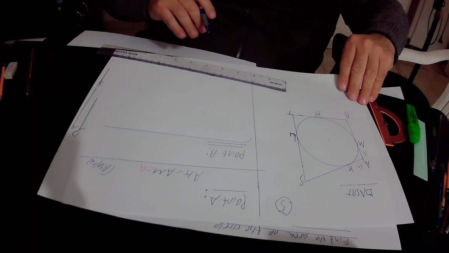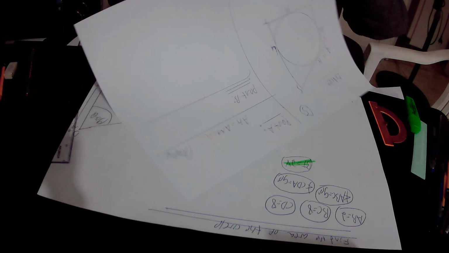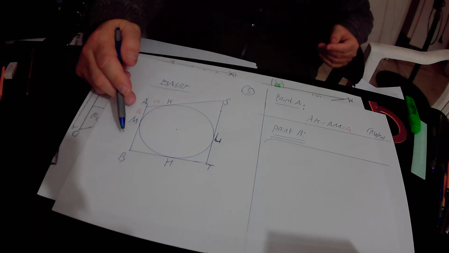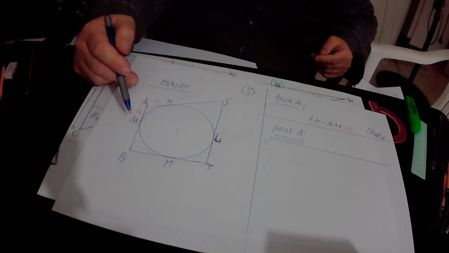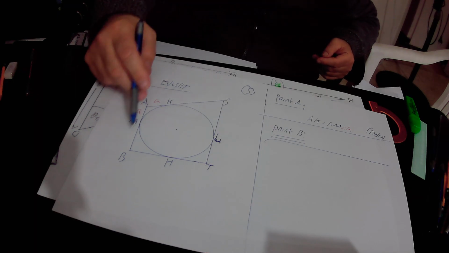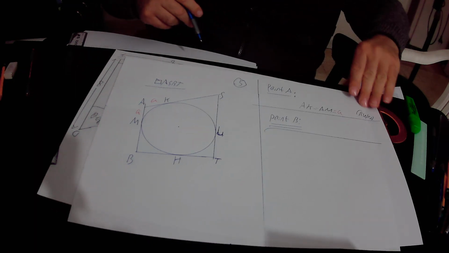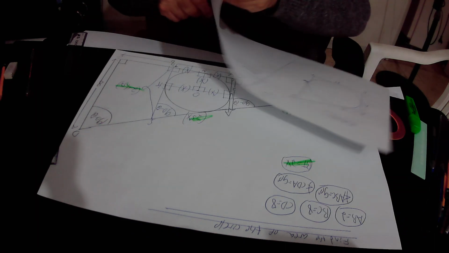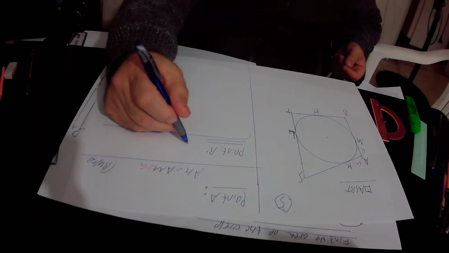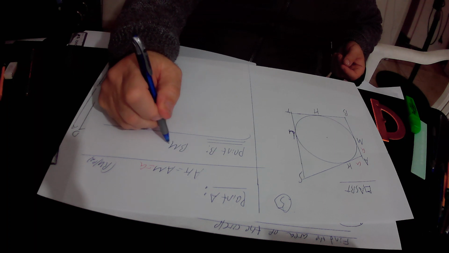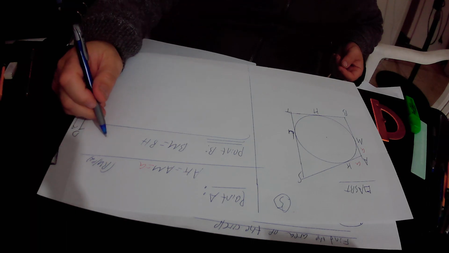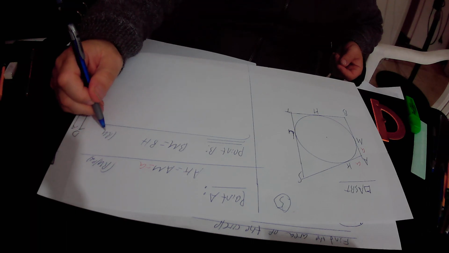For the common external point B, we have two tangents to this circle, tangent BM and tangent BH. And according to rule 2, they are equal to each other. That is to say, BM equals BH. So I write it down. The length of tangent BM is equal to the length of tangent BH according to the same rule, rule 2.